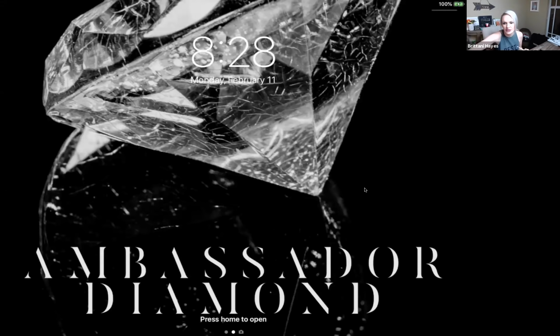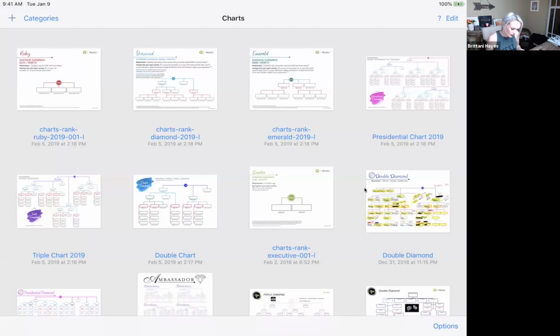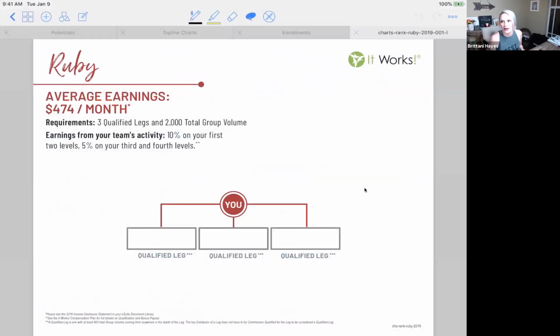All right, so you guys should be able to see that. Okay, so I'm just going to start with a Ruby chart and we're going to go from here. With the new Ruby chart, you only need 3 qualified legs. So if you were already charted Ruby before and you were just working on the volume, this is super simple. Your exact same 3 top lines you had before are transferring directly over.